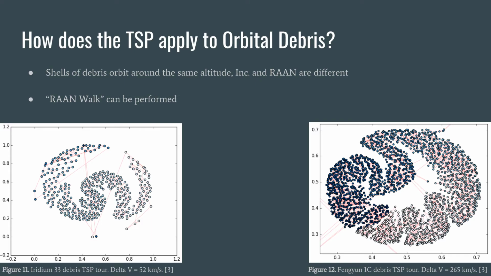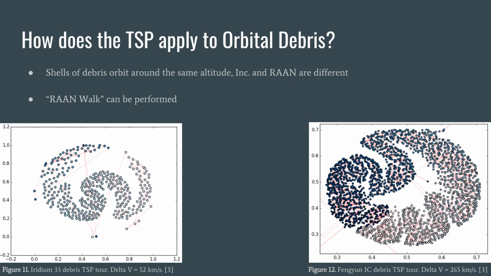So, how does this method apply to orbital debris? Well, orbital debris such as Iridium-33 or the Fengyun-1C orbits the Earth in a shell. And the only difference between all the orbital parameters in the shell is the inclination and the right ascension of ascending node, because most orbits in low Earth orbit are circularized and they tend to stay relatively similar to each other. So, using the traveling salesman problem, the delta V can be calculated between each piece of debris, and that will be set as the cost function.